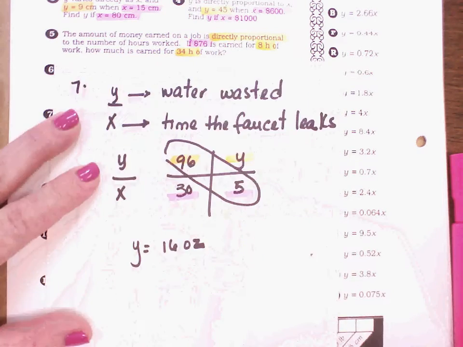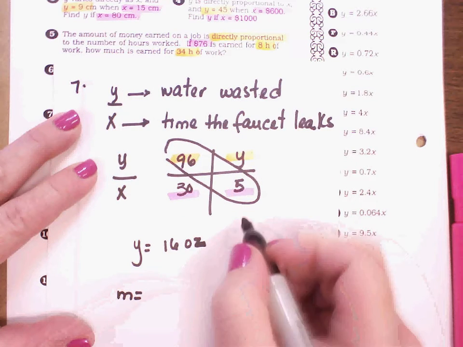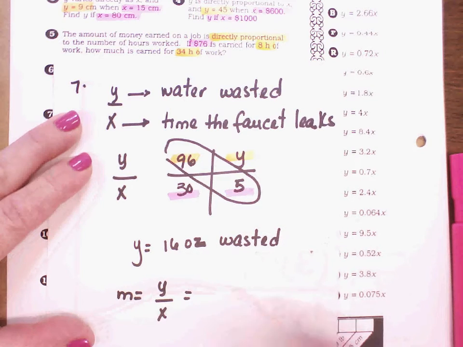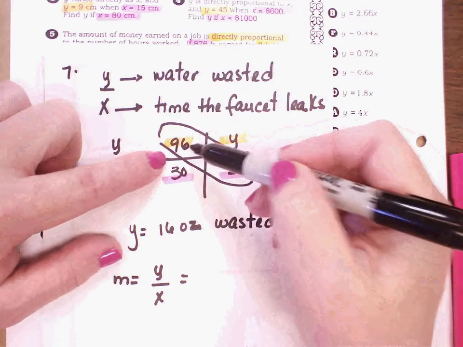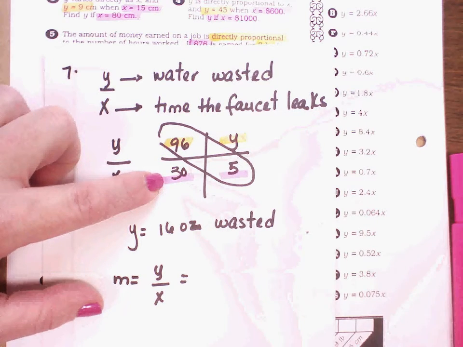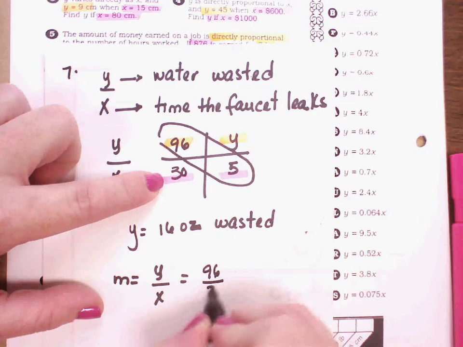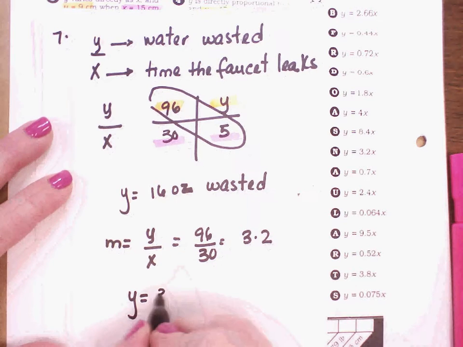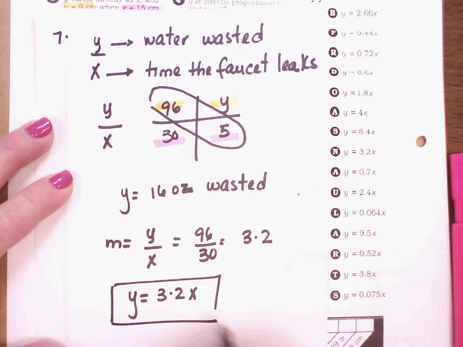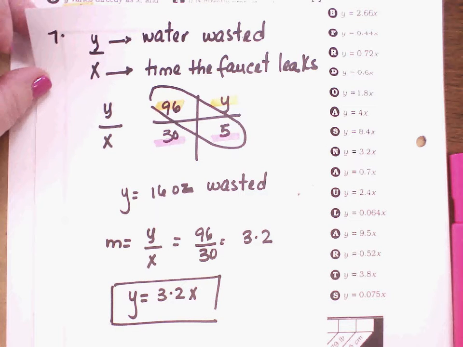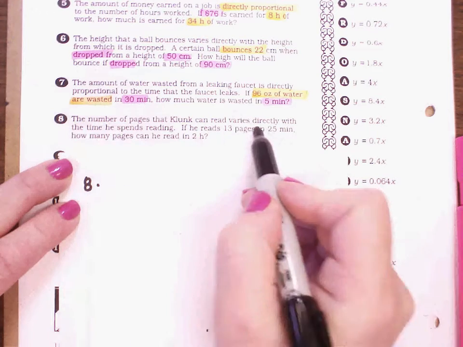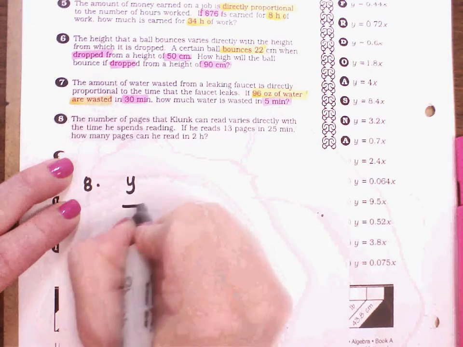All right, let's come up with the equation now. Which means I got to do Y divided by X so that I can get my slope. So 96 divided by 30. 3.2. So what's my equation? Y equals what? 3.2 X. There you go. Yes? Are you with me? All right, number 8. The number of pages that Klonkan read varies directly with the time he spends reading. All right, so what's X and what's Y?